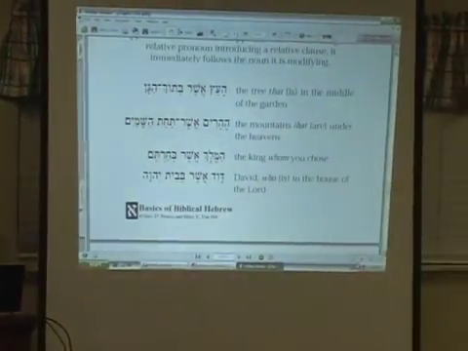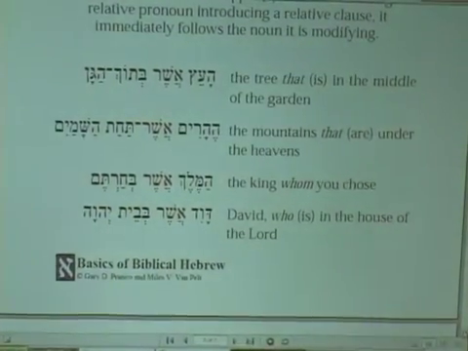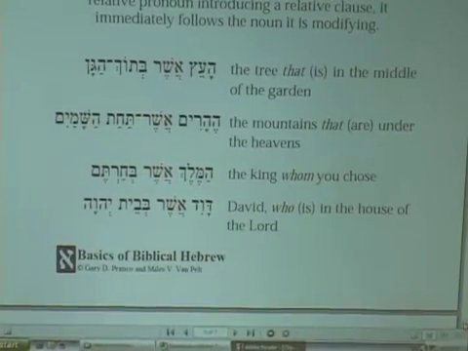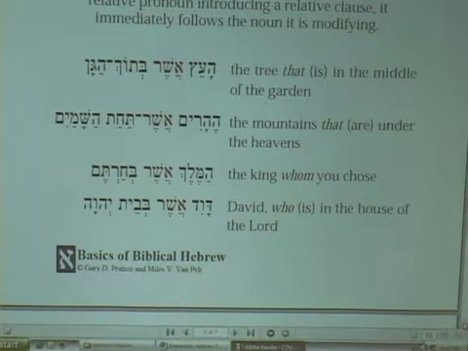Ha'etz asher betoch hagan, that tree that is in the midst of the garden. See how asher is used here? Okay. Or heharim asher tachat hashamayim. There's makef. The mountains that are under the heavens. Okay. Make sure that you understand that these are the mountains that are under the heavens.